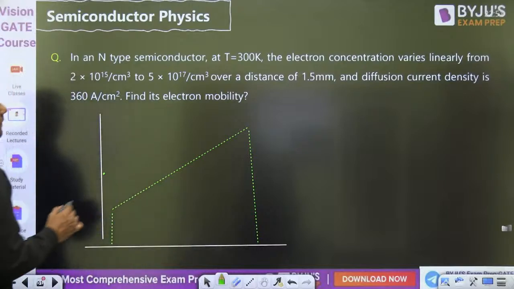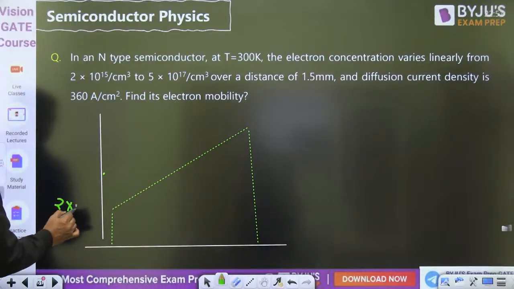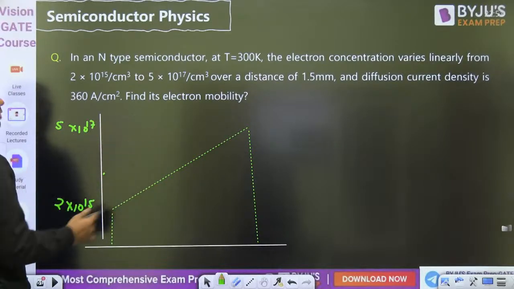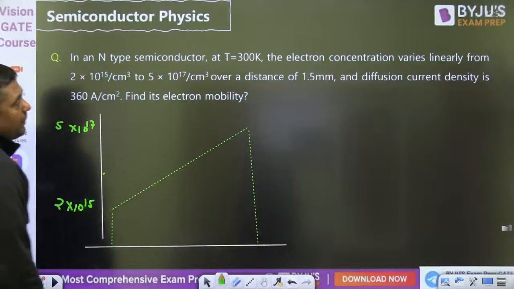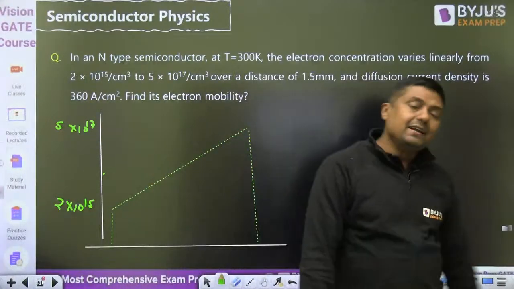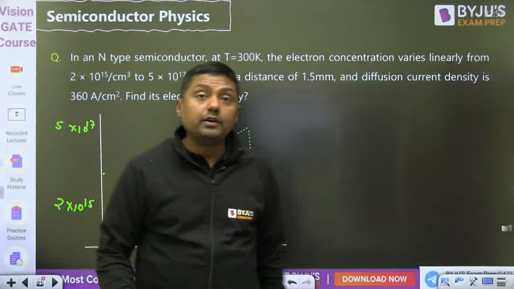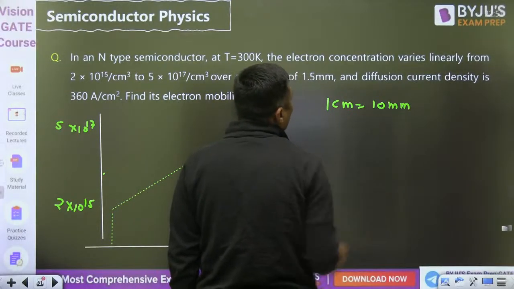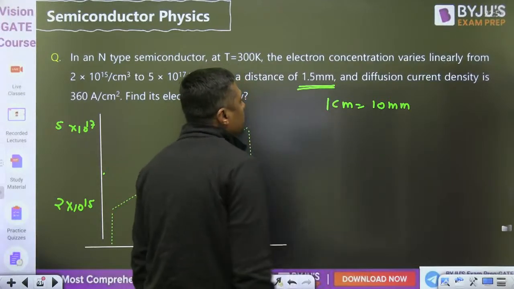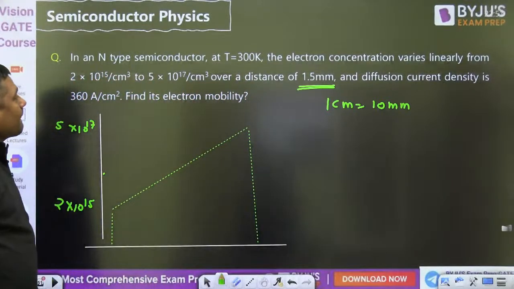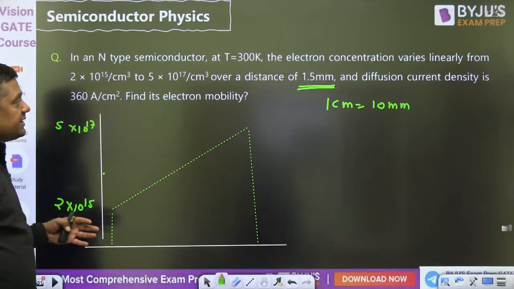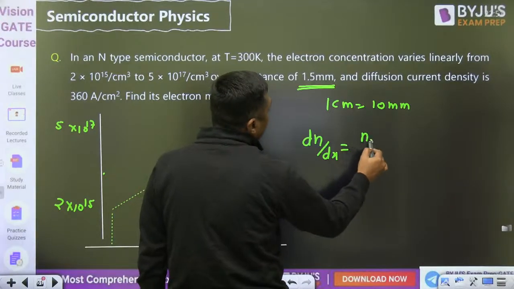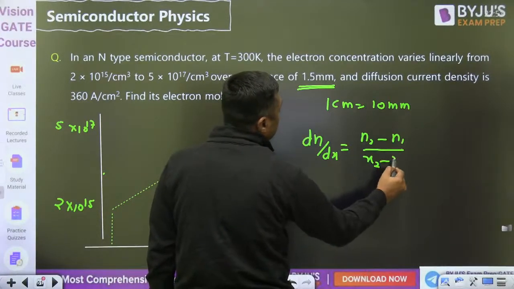Here it is 2 into 10 to the power 15. It increases up to 5 into 10 to the power 17 at this point. And what is this distance? 1.5 mm. So 1 centimeter means how many mm? 1 centimeter is equal to 10 mm. You can convert it into centimeters, so it becomes 0.15 centimeter. Then you can find the concentration gradient here, dn by dx, which is n2 minus n1 upon x2 minus x1.